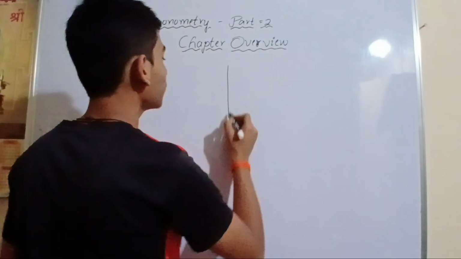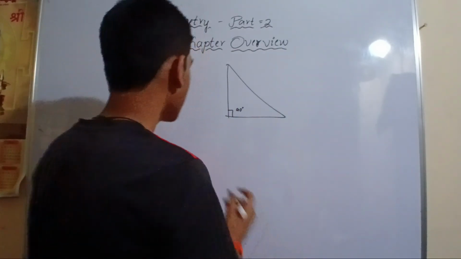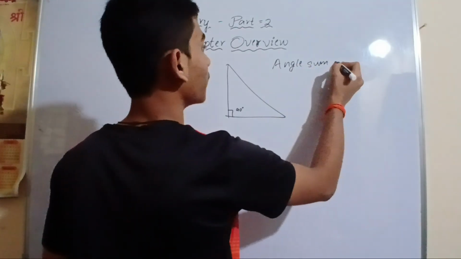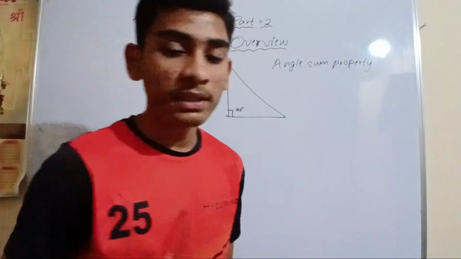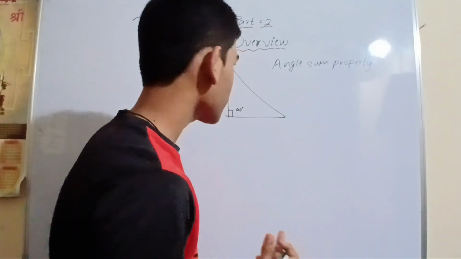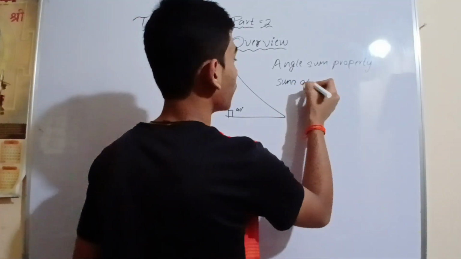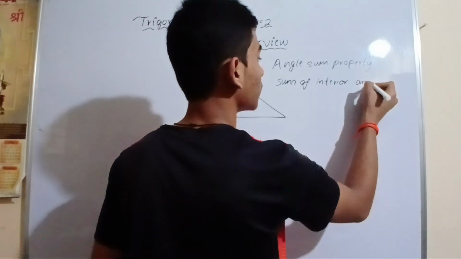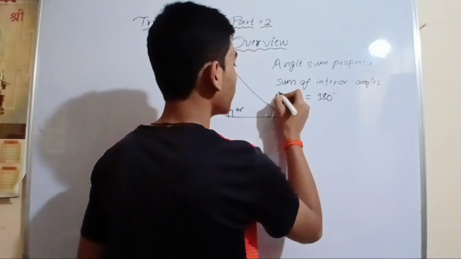Let's take a right angle triangle. Right angle is always going to be 90 degrees, and according to the angle sum property, revise it, remember it. You have studied the angle sum property in 8th class, 7th class. Remember, revise it, recall it in your brain. The sum of interior angles is equal to 180 degrees in a triangle.